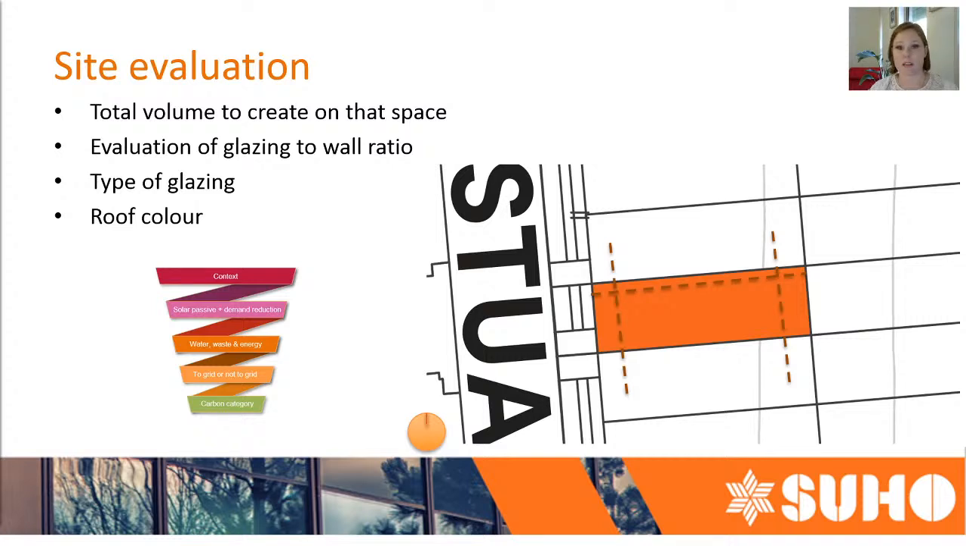essentially what is the glazing to wall ratio, and is it nice and balanced so that you get a really good performance. One really easy way of doing this is actually creating this volume and looking at it in Hubble, which is a tool that we have access to, and basically that predicts what sort of star rating we could get for that volume. Within that, we are also looking at types of glazing, roof colour and so forth.